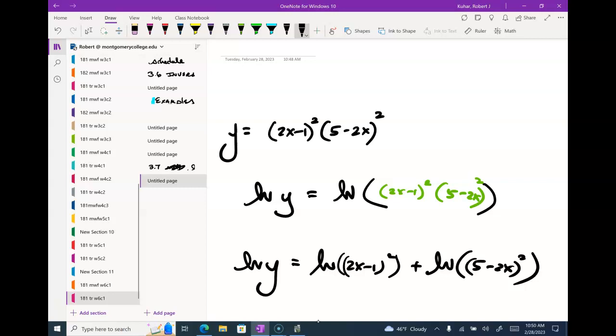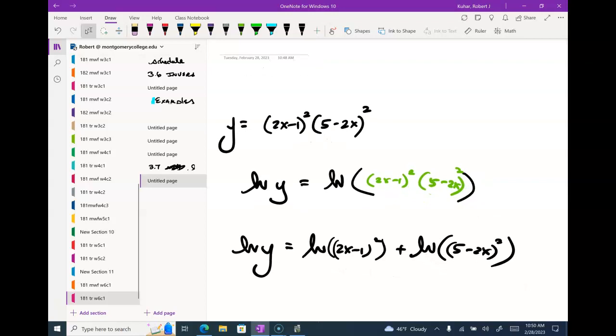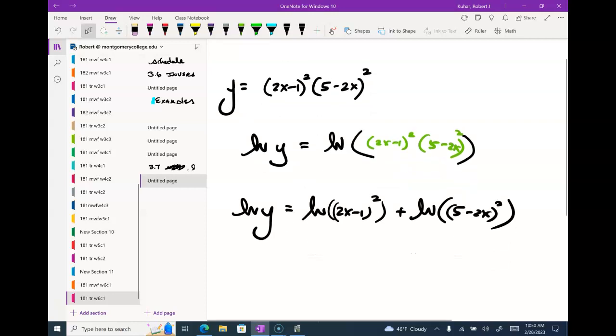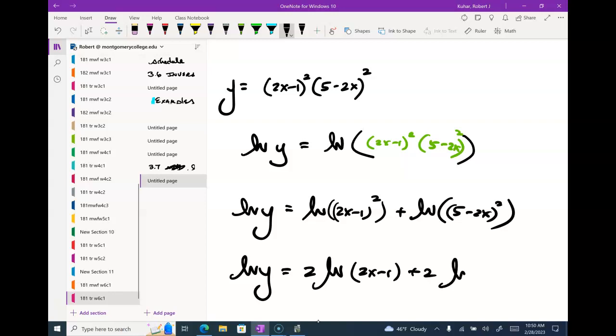Yes? There's another property of logs. What can I do? This guy's a square here, right? What's the other property of logs that I can use? Yes, I can bring powers in the argument of a log out as coefficients. So I get the ln of y equals 2 times the ln of 2x minus 1 plus 2 times the ln of 5 minus 2x.